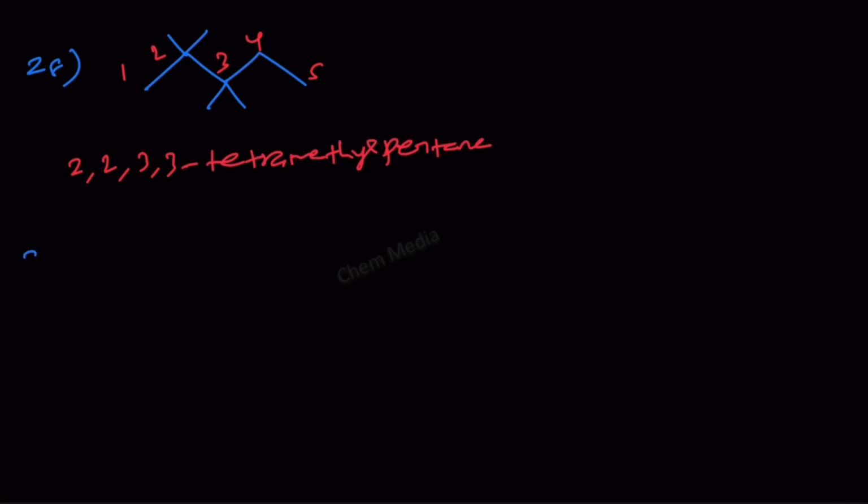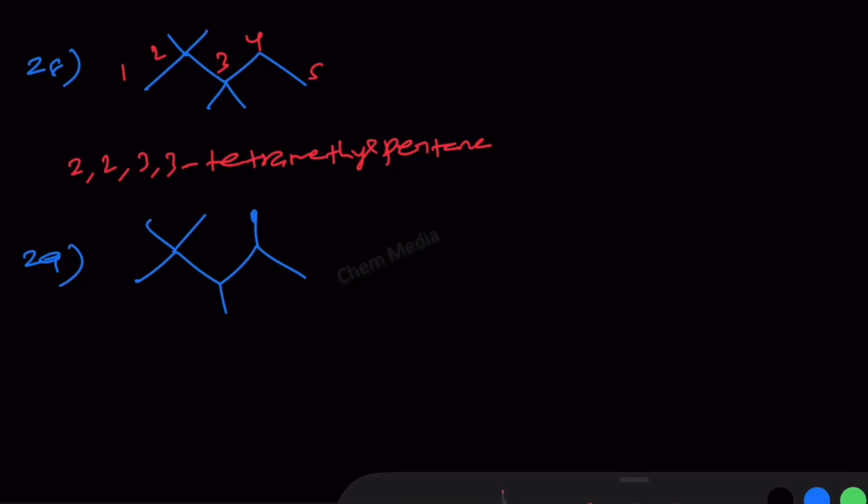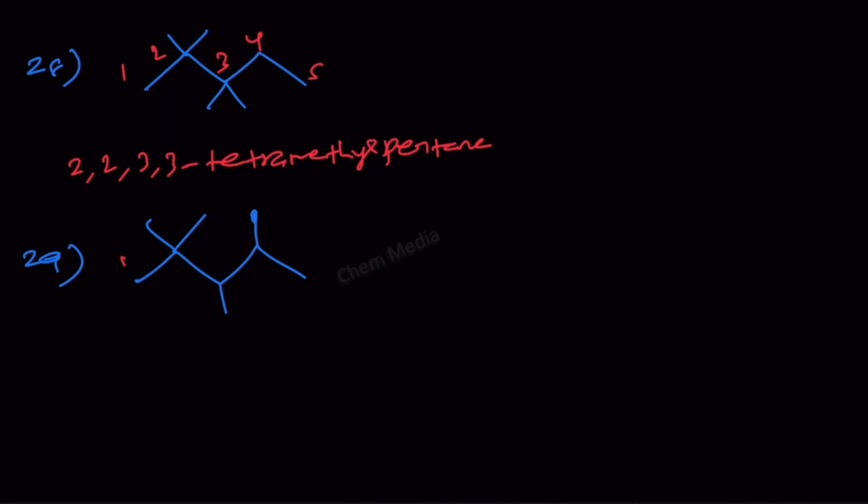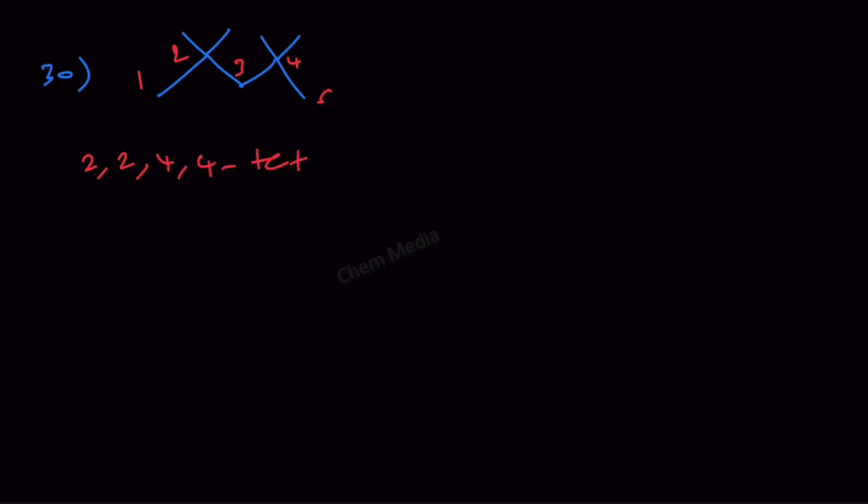And then number 29. Let's keep both the methyl groups at 2nd position, but move one methyl group to the 4th position. So if we do that, then that is another isomer. So this is 2, 2, 3, 4 tetramethyl pentane. And then number 30. 1, 2, 3, 4, 5. Let's keep 2 methyl groups at 2 position and 2 methyl groups at 4th position. That is another isomer. This is 2, 2, 4, 4 tetramethyl pentane.